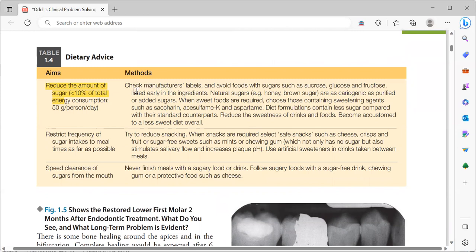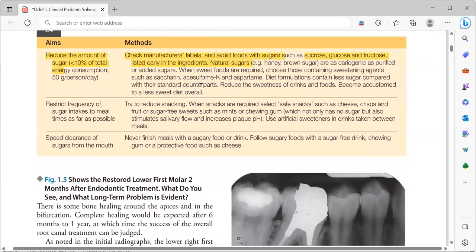So always read labels, check manufacturer's labels, and avoid food with sugar such as sucrose, glucose, and fructose. Natural sugars like honey and brown sugar are also as cariogenic as added sugar. Restrict the frequency, reduce the amount, and give some break to your teeth.